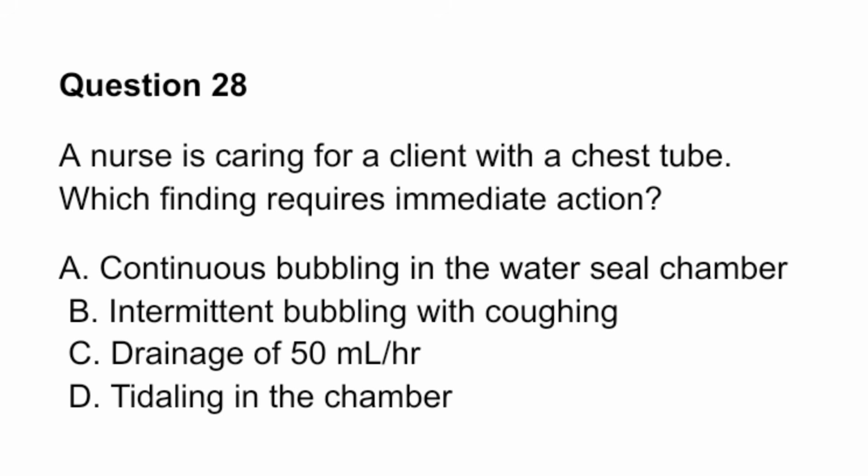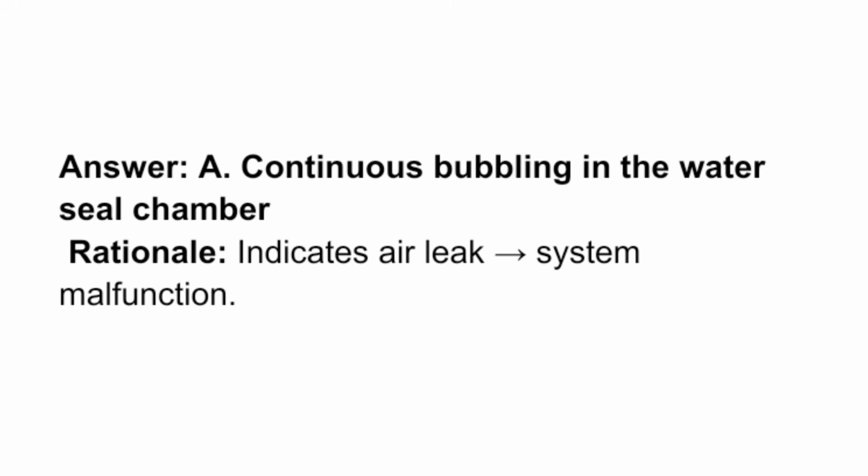Question 28. A client with a chest tube, which finding requires immediate action? A. Continuous bubbling in the water seal chamber. B. Intermittent bubbling with coughing. C. Drainage of 50 milliliters per hour. D. Tidaling in the chamber. Answer: A. Continuous bubbling in the water seal chamber. Rationale: indicates air leak, leads to system malfunction.